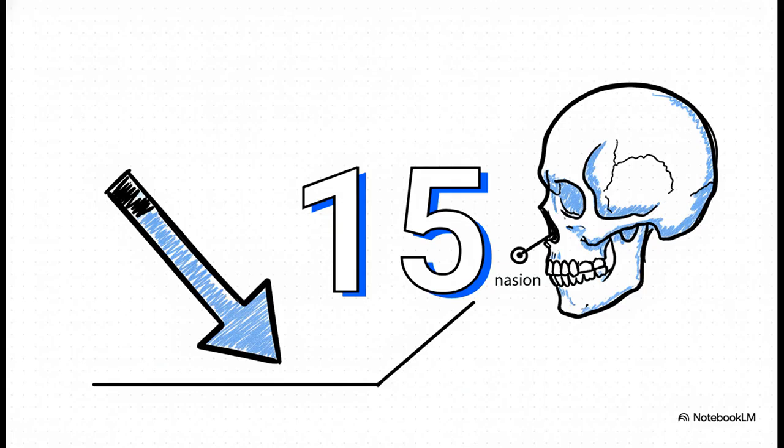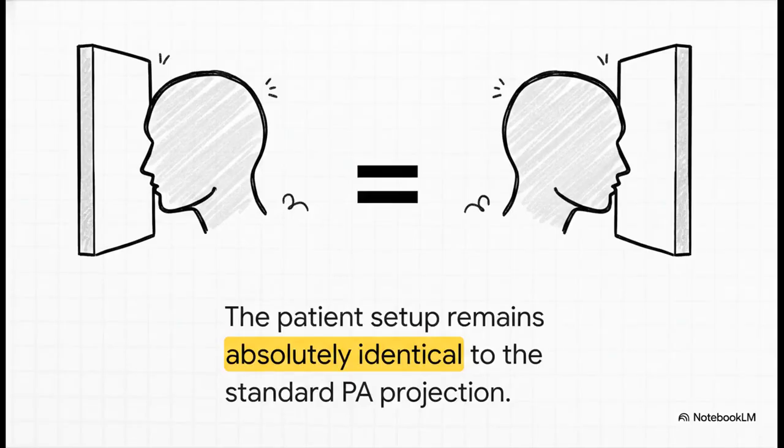In the Caldwell method, a 15-degree caudad angle, meaning it's angled downward toward the feet, is applied to the central ray. The beam still exits exactly at the nasion, but this 15-degree downward tilt is literally the sole physical difference in our setup. And I really want to emphasize this to save you from any redundant memorization. The patient setup is absolutely identical.